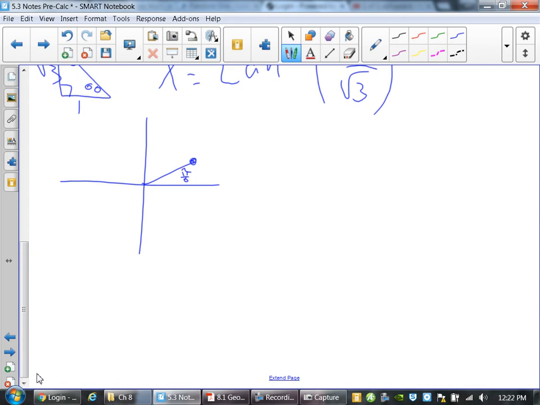Tangent, it's saying find all the angles that have a tangent value of plus or minus 1 over root 3. How many angles am I going to have then? 4 of them. I'm going to have all 4 reference angles of pi over 6.